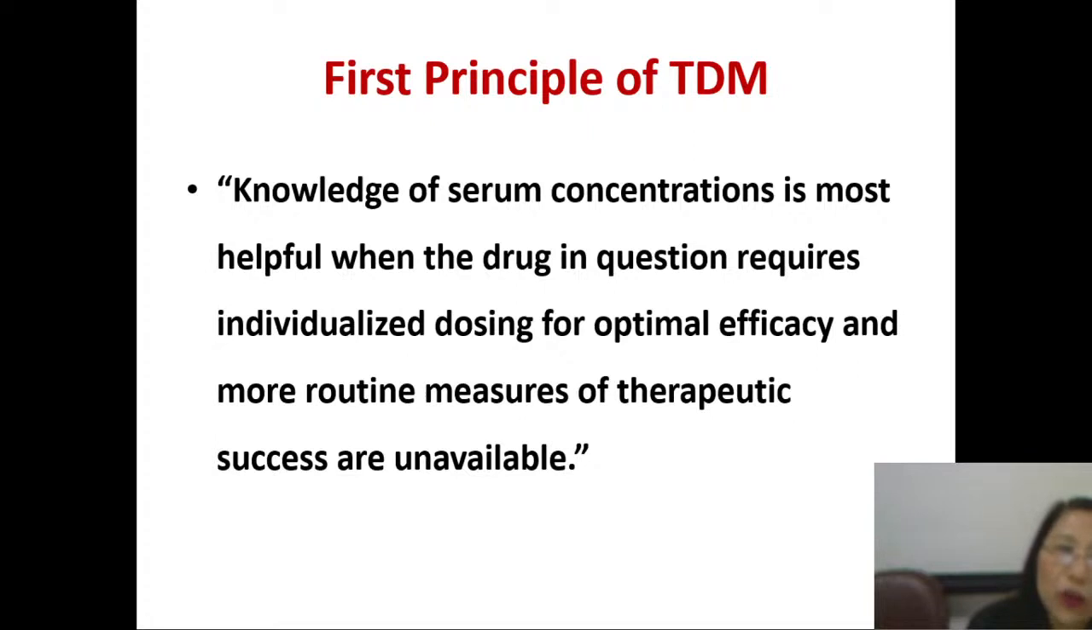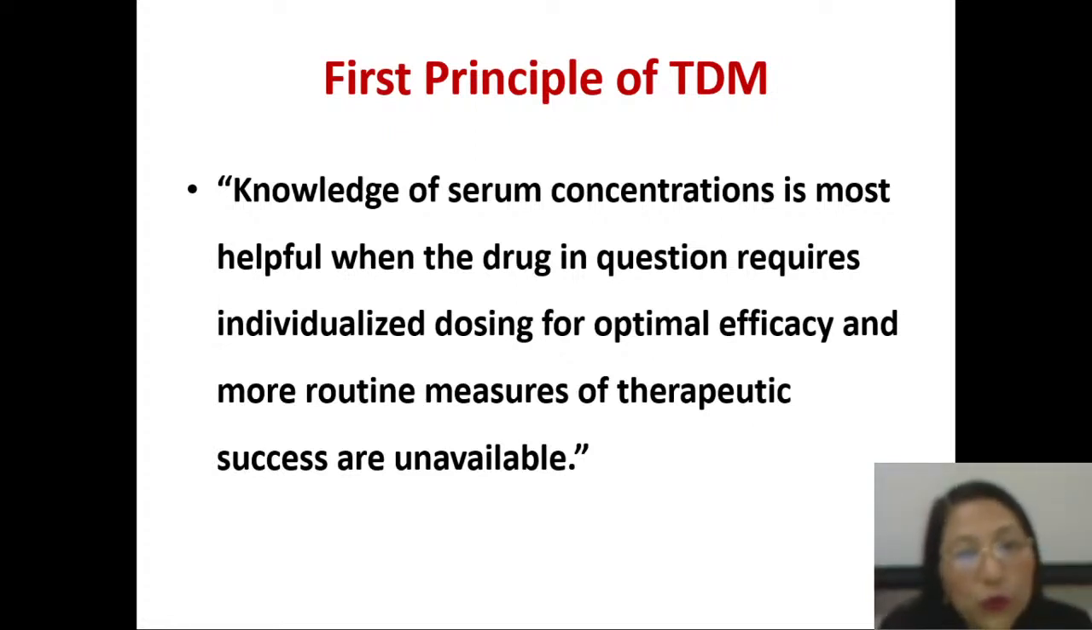So what is the first principle of TDM? Knowledge of serum concentration is most helpful when the drug in question requires individualized dosing for optimal efficacy, and more routine measures of therapeutic success are unavailable. So when we need to individualize the dosing for optimal efficacy, TDM is required. And when we do not have more routine measures of therapeutic success, for example blood sugar levels or blood pressure, then we will need to do therapeutic drug monitoring. We have to have knowledge of the therapeutic range and the toxic range of all the drugs for which we are doing therapeutic drug monitoring.